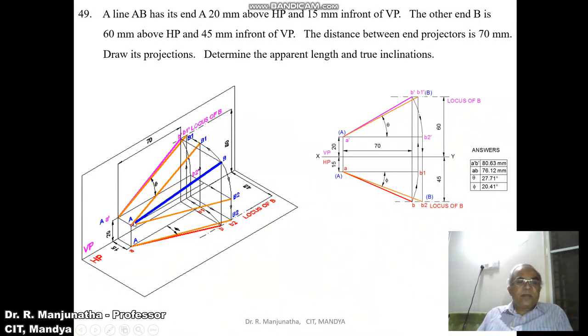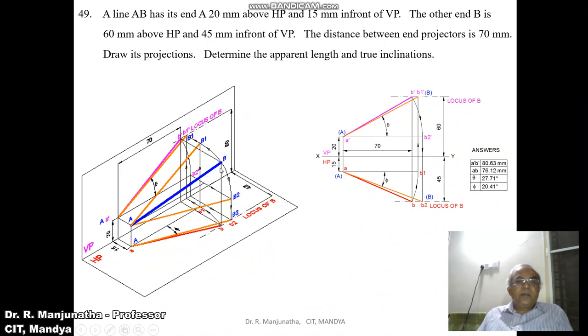Now we can see this line AB is inclined to both HP and VP. How do I know that it is inclined to both? In the front view, A dash B dash is inclined to HP, and in the top view, the line AB is inclined to VP. So both lines are inclined. So it is a case of a line inclined to both the planes.